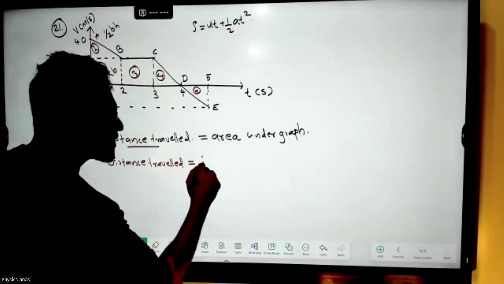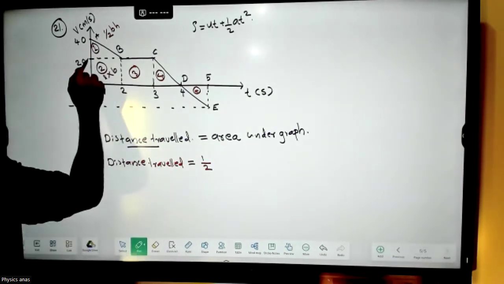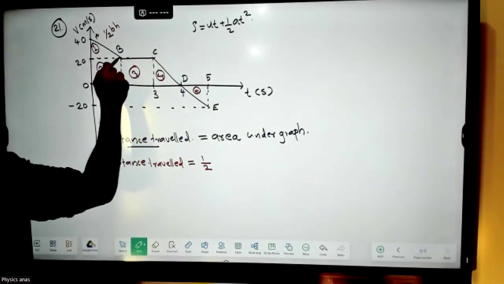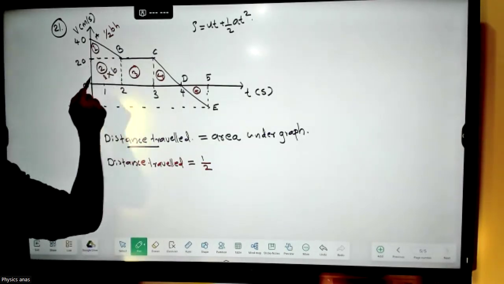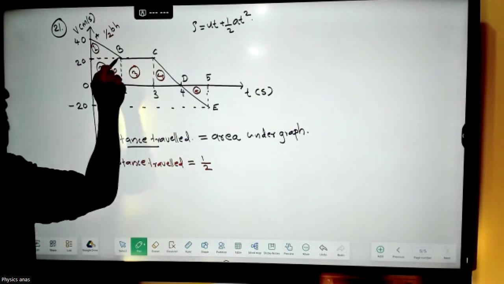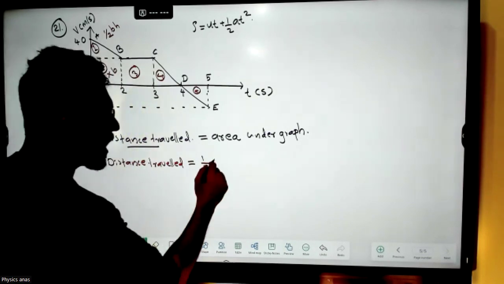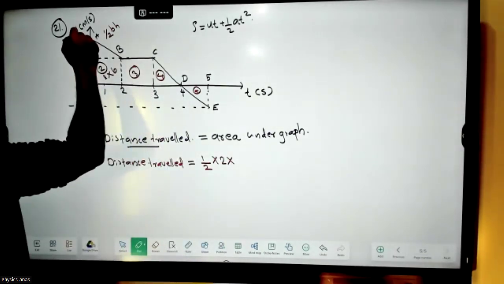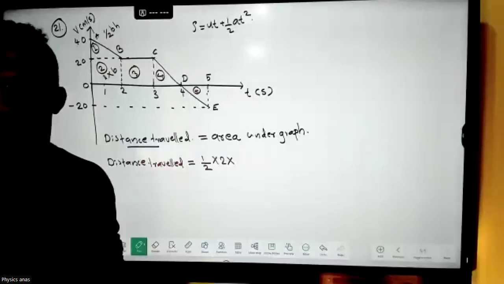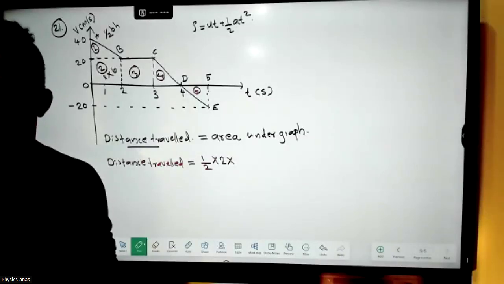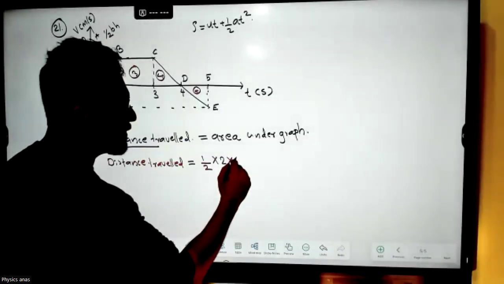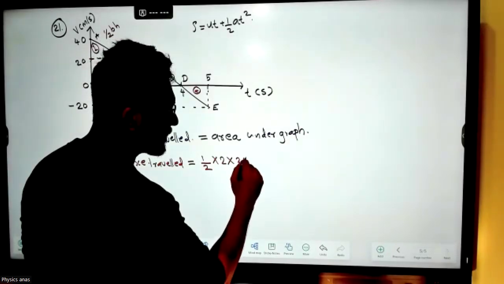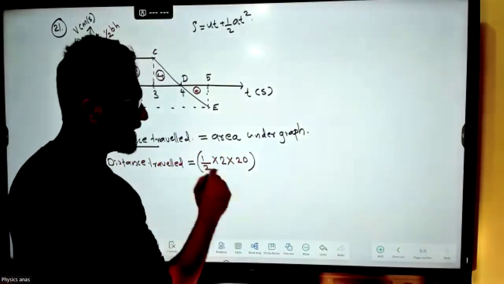What is half BH here? That's half into, what is B? From O to B. That is 2. So half into 2 into, what is H here? From 20 to 40. What is that? 40 minus 20, that will be 20. So this is the first area.